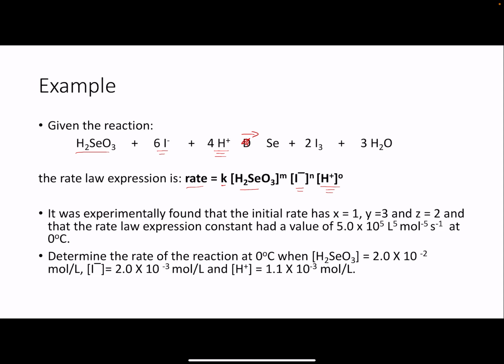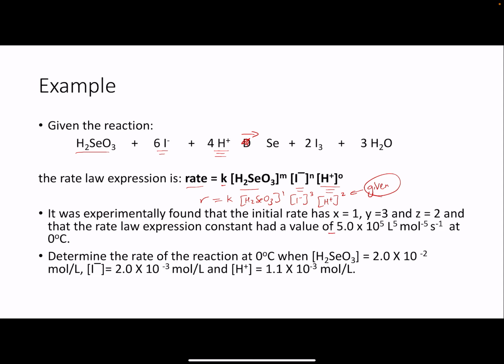So if we were to rewrite that, the rate is equal to K times the concentration of selenic acid to the exponent of 1 times iodide ions to the exponent of 3 times hydrogen ions to the exponent of 2. So those exponents are given, or we'll see next that we have enough information to determine what they are.